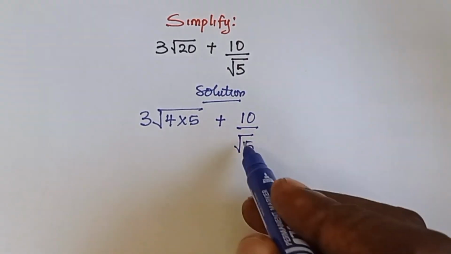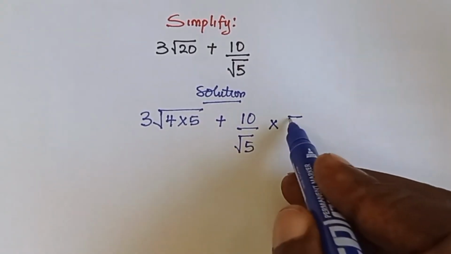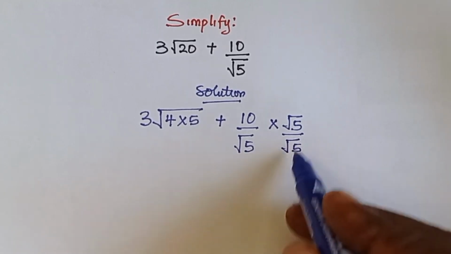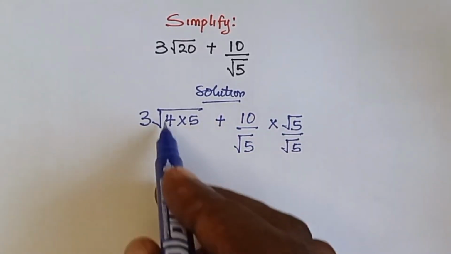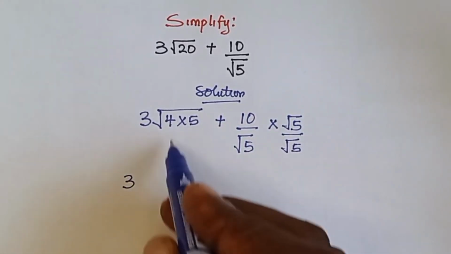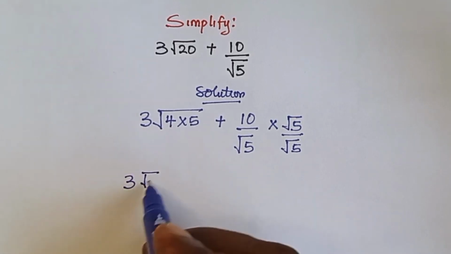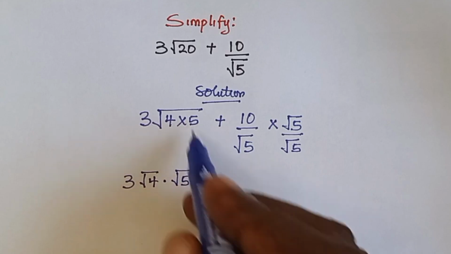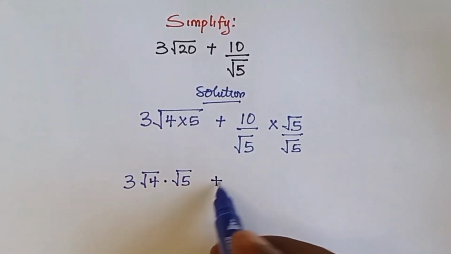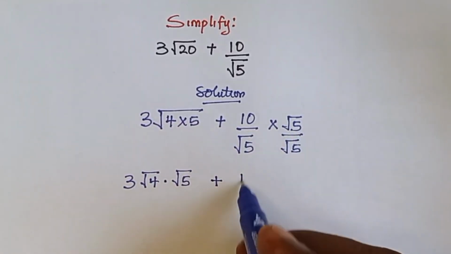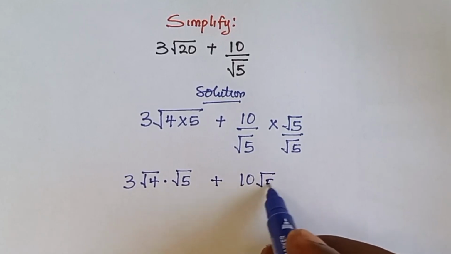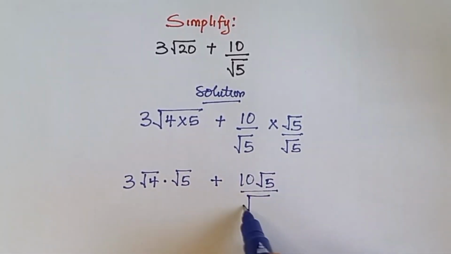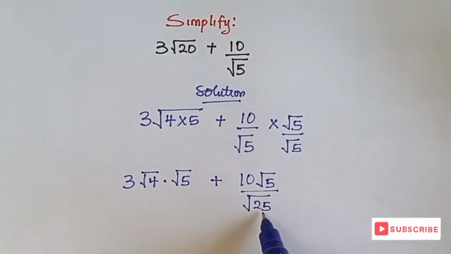Now we are going to rationalize this by multiplying both the numerator and the denominator by root 5. Okay, so we rationalize this. From there, we have 3 times the square root of 4 multiplied by the square root of 5. I'm going to split this. Plus 10 times root 5 gives you 10 root 5 over root 5 times root 5. So we have 5 times 5, which gives us 25.